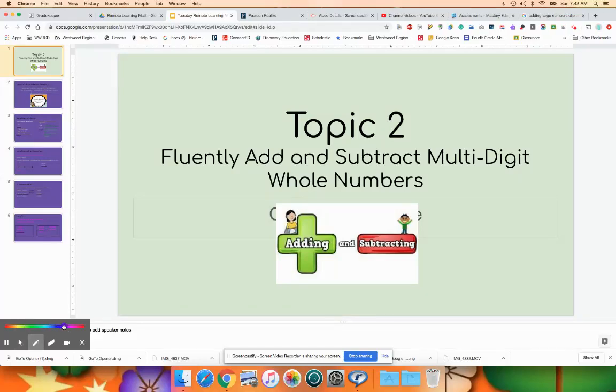Happy Tuesday. We're continuing our review with topic 2, and we're adding larger numbers today. So we're skipping ahead a little bit to 2-4.